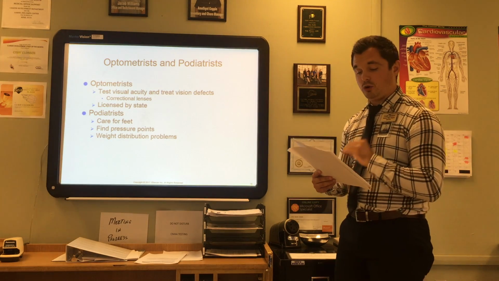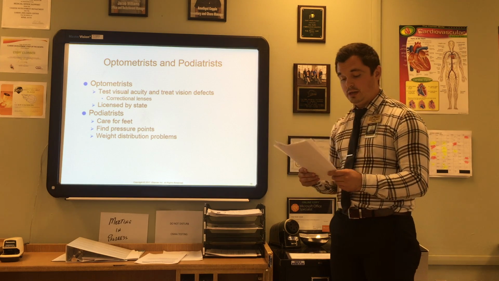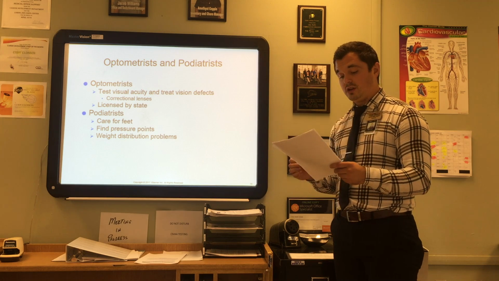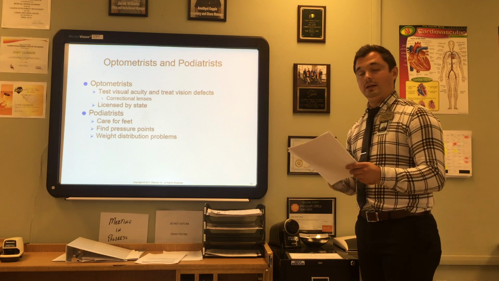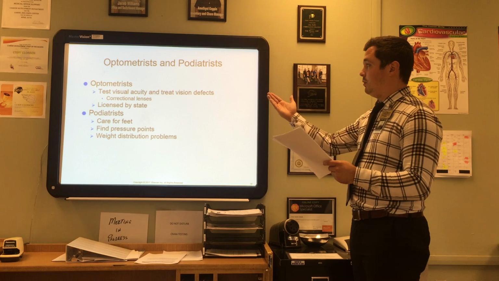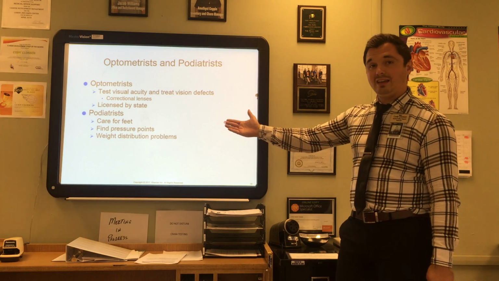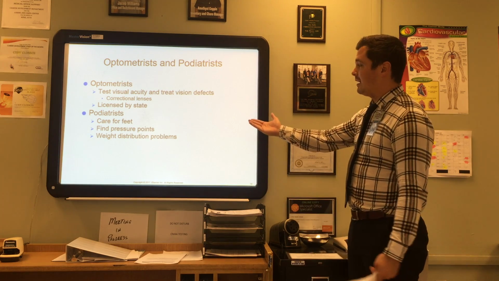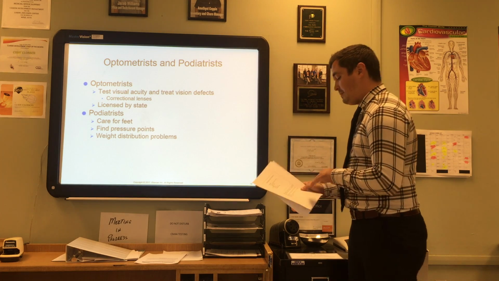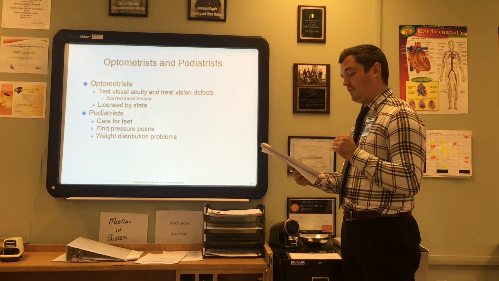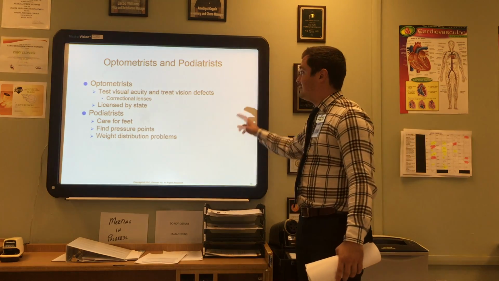So optometrists study at accredited schools of optometry for 4 years after completing undergraduate studies in science and mathematics and English. Okay, optometrists should not be confused with ophthalmologists, who are licensed MDs or doctors of medicine. Okay, so ophthalmologists are licensed doctors, while optometrists just deal with giving correctional lenses and those types of things. Podiatrists, on the other hand, they're at the other end of the body completely, care for feet. Okay, they look to find pressure points, and they deal with weight distribution problems. Okay, podiatrists train for 4 years at accredited colleges of undergraduate studies in the sciences. So they really focus on the science core classes there.